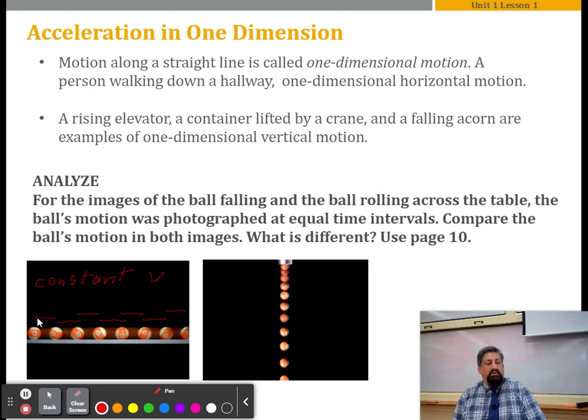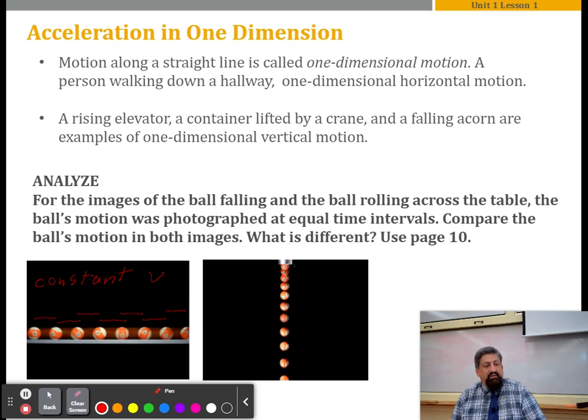So if we see that each of these lines is equal length, then that means that at each time interval, the ball travels the same distance. Remember, velocity is the displacement over time, the displacement traveled over time. So if we see the same displacement over the same time, repeated time and time again, that's constant velocity.